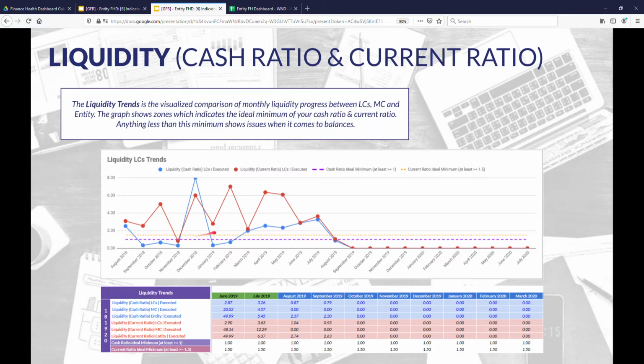For example, for the cash ratio of this entity, this blue line is going above the cash ratio minimum in most months, but there are also certain months where the cash ratio is quite low. That means there are some months that you need to take care of. And for red, there are some months that are quite high. There are also some entities that show nothing in these graphs, because some entities don't have any debt at all.